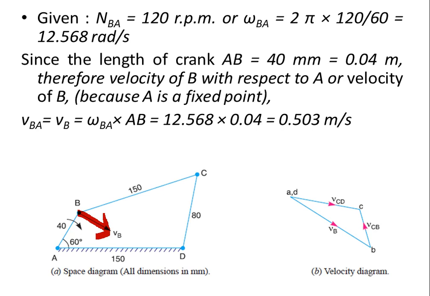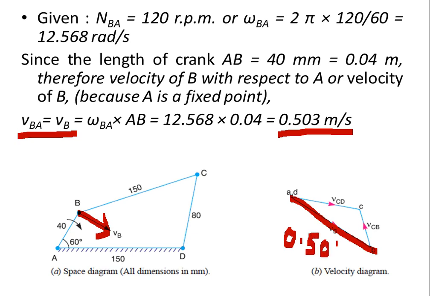So which you have calculated now, VBA is equal to VB. What you got is 0.503 meter per second. Okay, so this is the velocity at point B. So velocity VB you need to draw with a scale of 0.503. So take one point A, and perpendicular to link AB in this direction, draw a line exactly perpendicular to link AB. This will be 0.503.